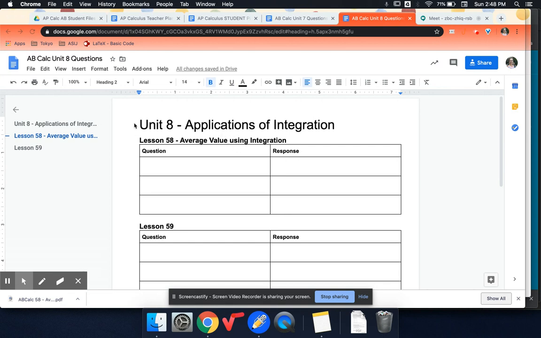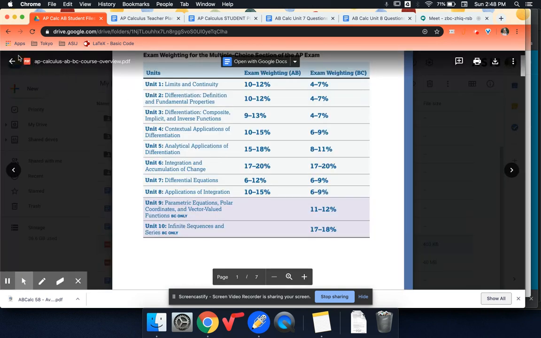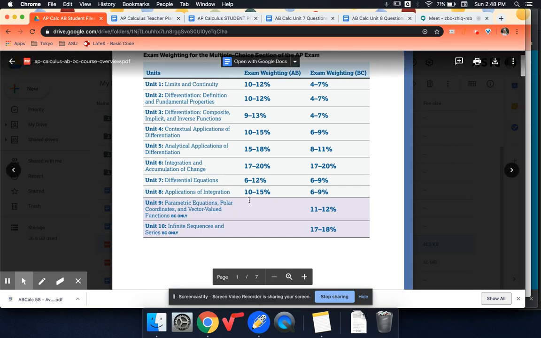You'll notice that I've made a new question document for you. It's called ABCalc Unit 8 Questions, and you can find it in your student files in the Unit 8 student folder. I was just looking through the APCalc overview, and so we're entering Unit 8 now, Applications of Integration, and this is our last unit for the course. Well, for the AP part of the course.